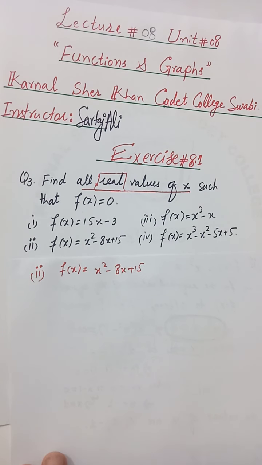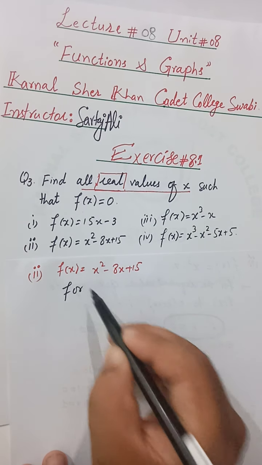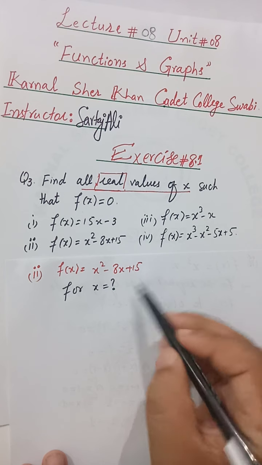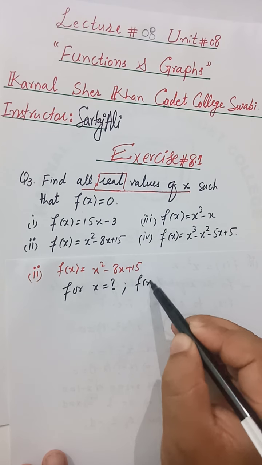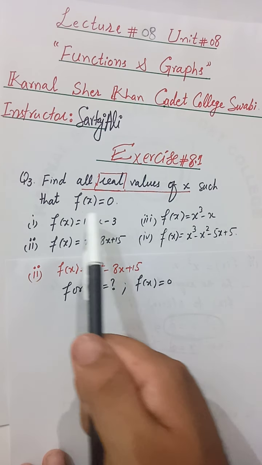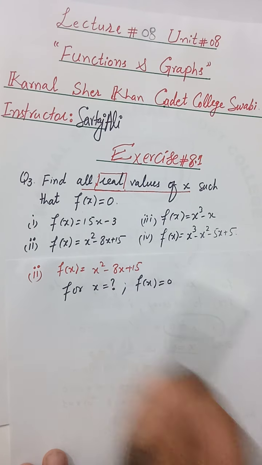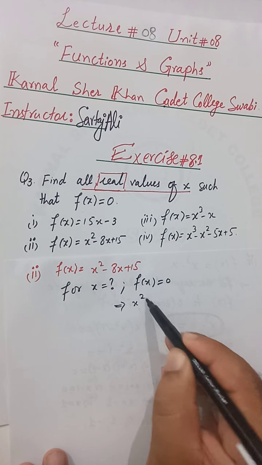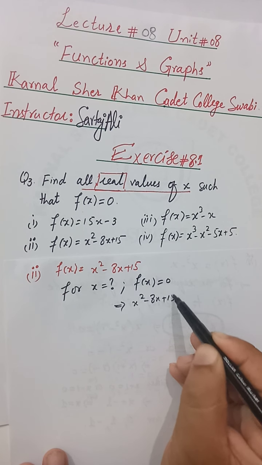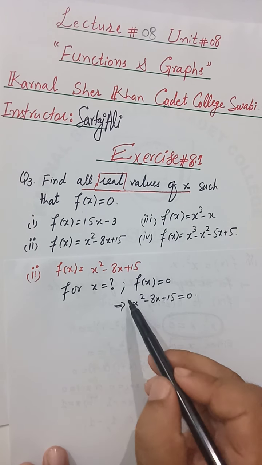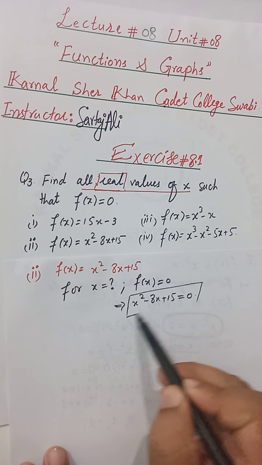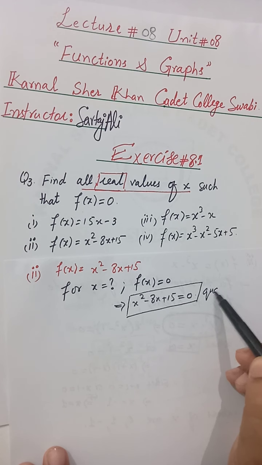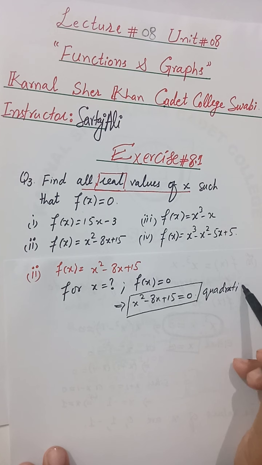15. So for the values of x, we equate the given function equal to 0. This is mentioned in the question. So this implies that in place of f of x, you will write x square minus 8x plus 15 equal to 0. So this is a quadratic equation. So you will get two values of x because this is a quadratic equation.